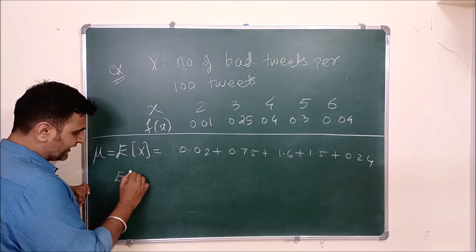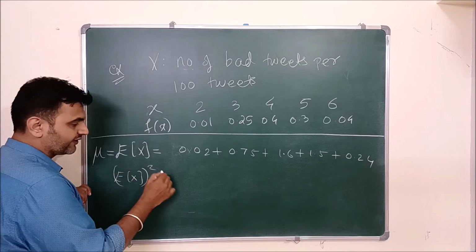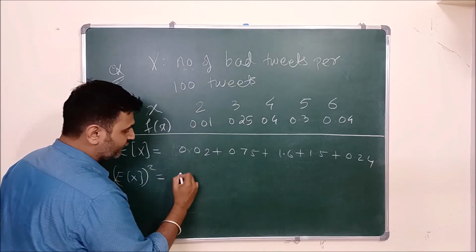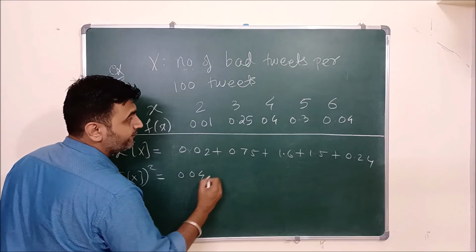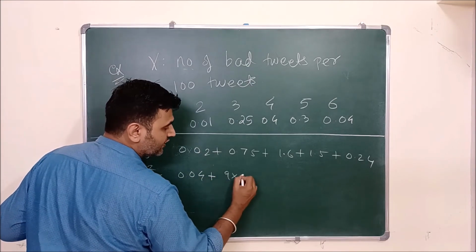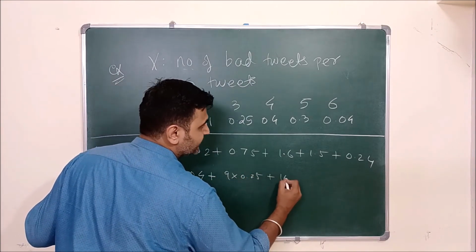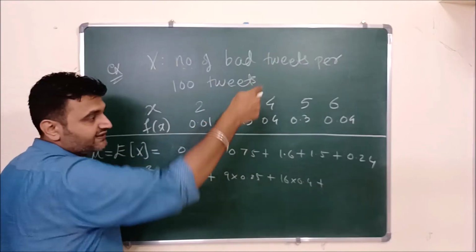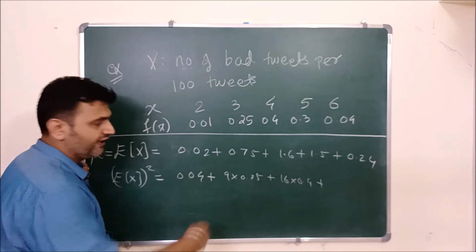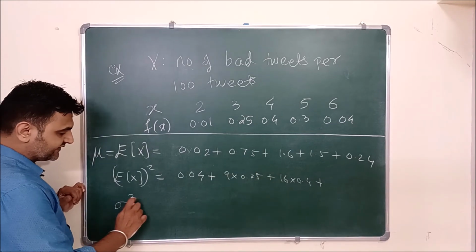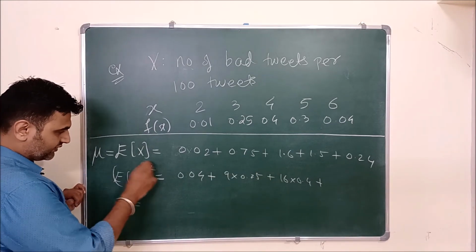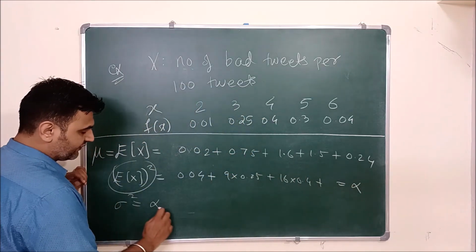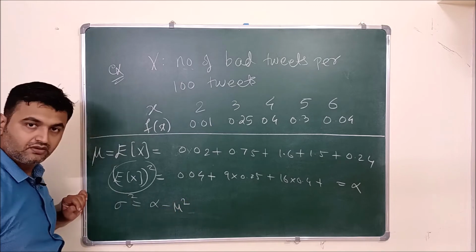Now you find expectation of x whole square, which is summation x square into f of x. So 2 2s are 4, so 4 into 0.01 plus 9 into 0.25 plus 16 into 0.4 plus 25 into 0.3 plus 36 into 0.04. Then you get some number. And what is the variance? It is ultimately this quantity, whatever the answer is, let me call it alpha. So it is nothing but alpha minus mu square.